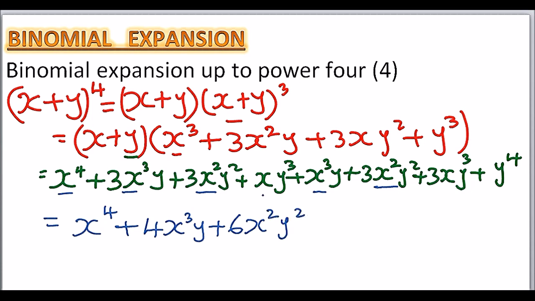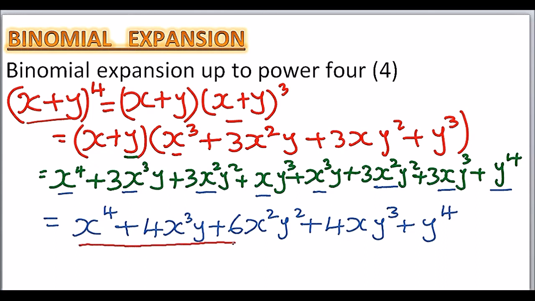We have xy cubed, and here we have xy cubed. So we have 4 of them. So we have 4xy cubed. And finally we have y to power 4. It's the only one. So we have y to power 4. So there we have now an expansion of this x plus y to power 4. When you expand it completely, this is what you get. So that is the expansion.